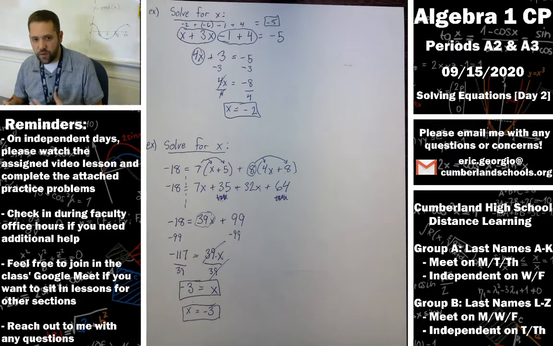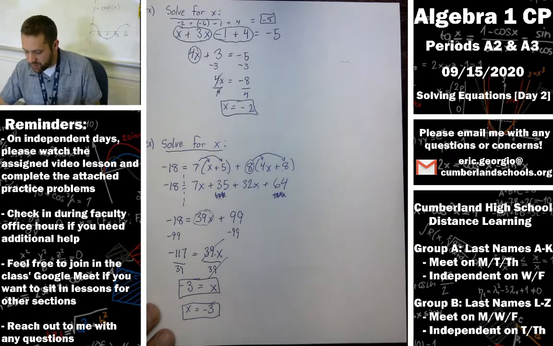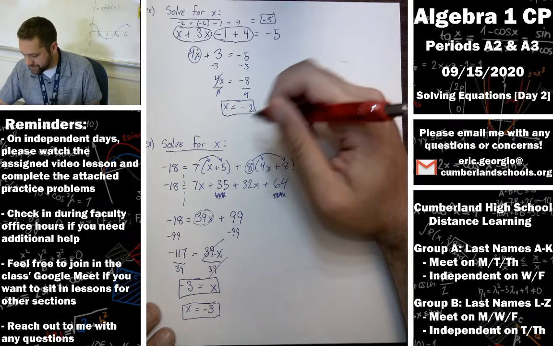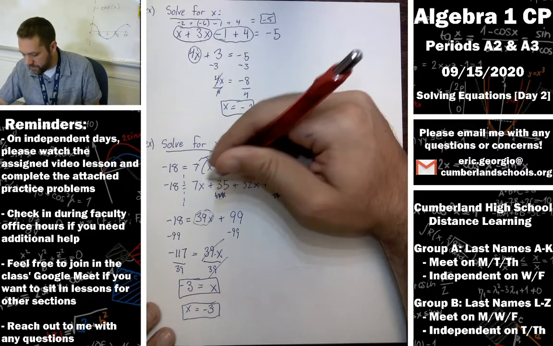If you really want to check your work, you certainly can. Take this and plug it back in up here. Watch the order of operations. We're going to do this. Parentheses first. If I take negative 3 and plug it in, negative 3 plus 5 is 2. 7 times 2 is 14 from that whole first piece.